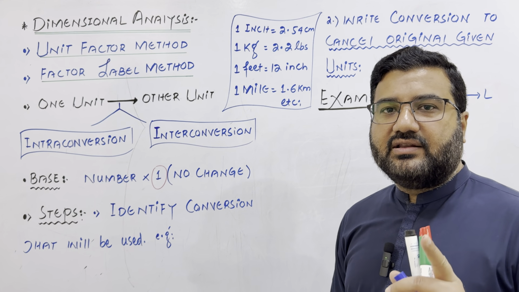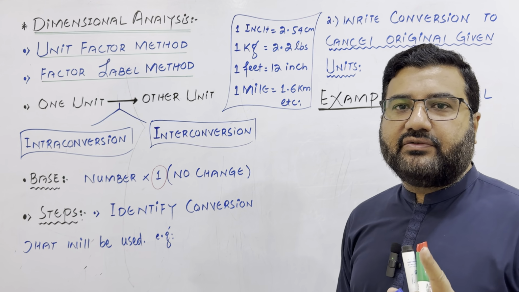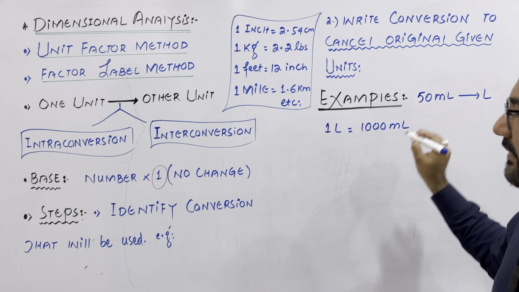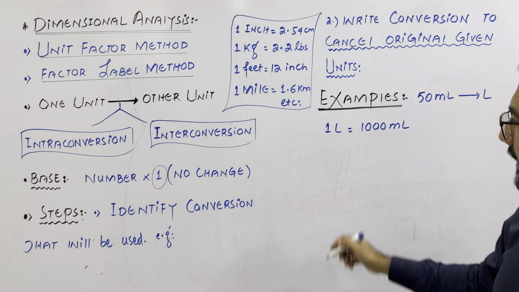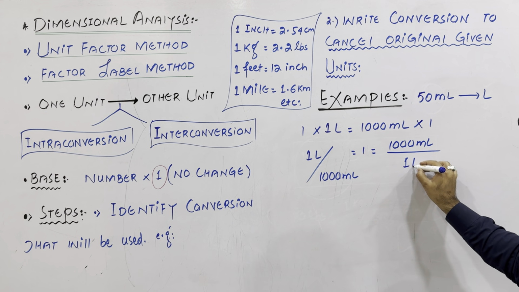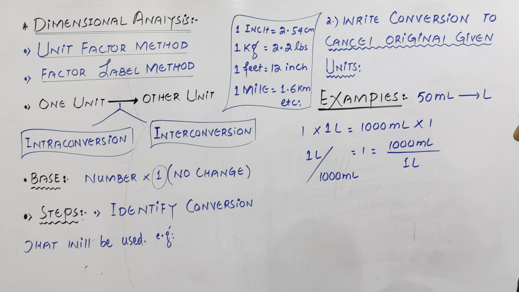First of all, the relation between milliliters and liters. You know that 1 liter is equal to 1000 milliliters. Now, multiplying with 1 will make no difference to this equation. This can be written as 1 liter over 1000 ml, which will be equal to 1. Similarly, 1000 ml divided by 1 liter will also be equal to 1. Both of these will be equal to 1.